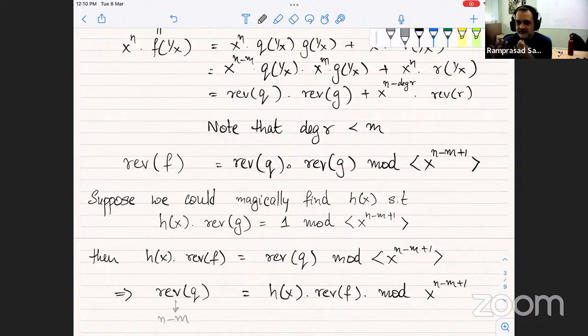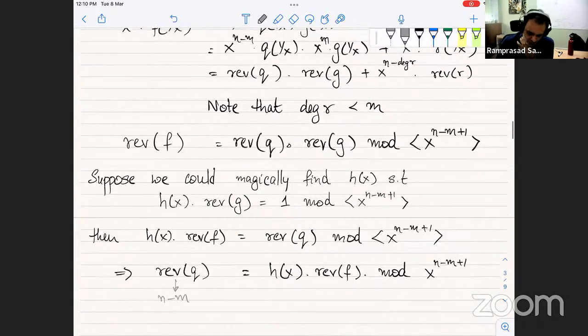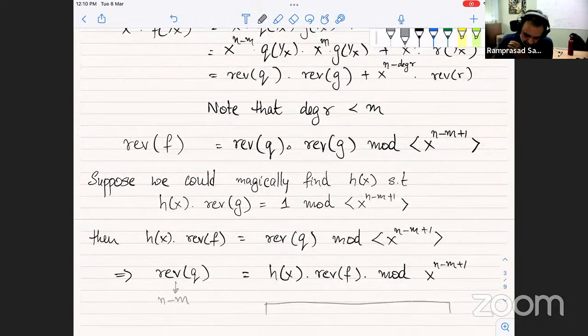Okay, because I'm trying to find what this q is. So what does this mean? This says that instead of, this is what I'm supposed to find. Suppose someone told me what h of x is. I know what f is, therefore I know what reverse of f is. Suppose I do this polynomial multiplication, I might end up with something. This is what h of x times reverse of f is.